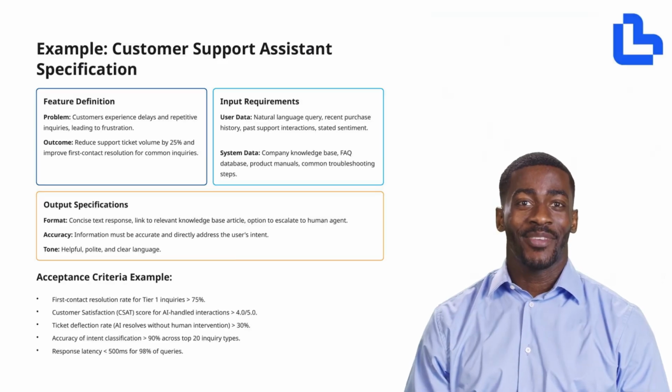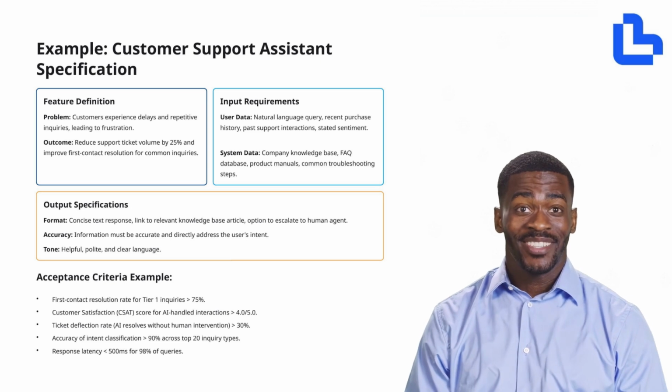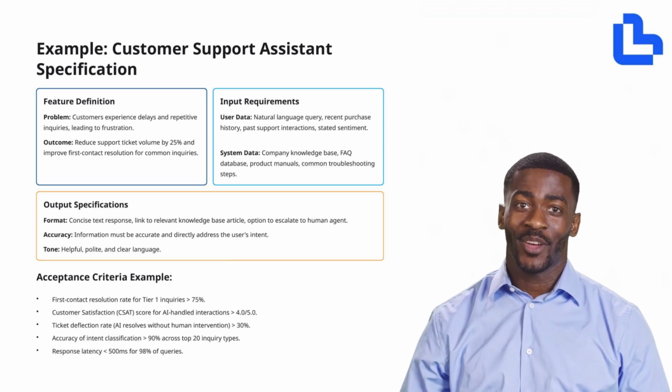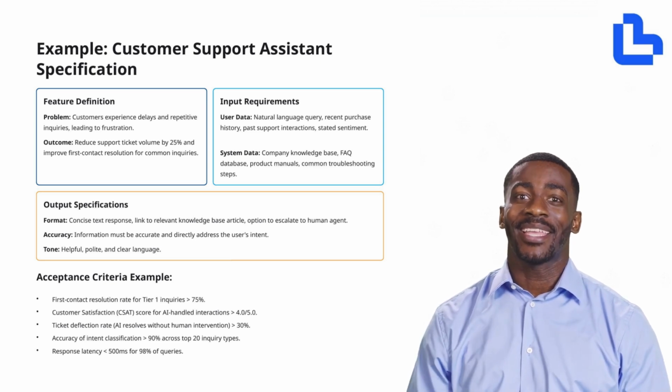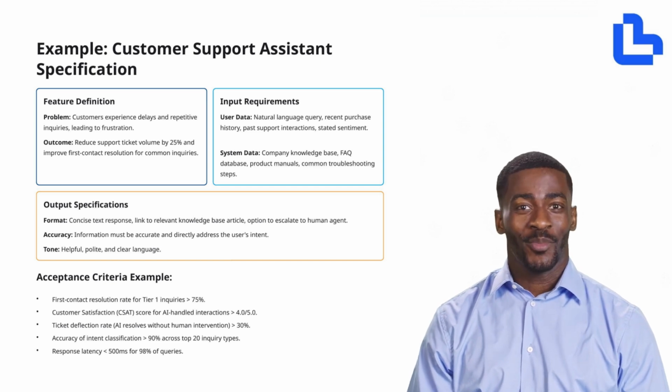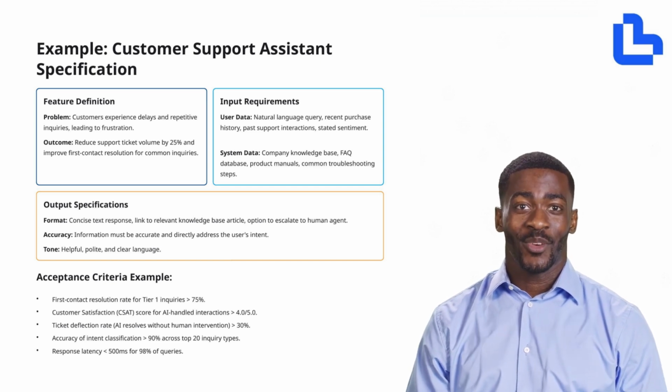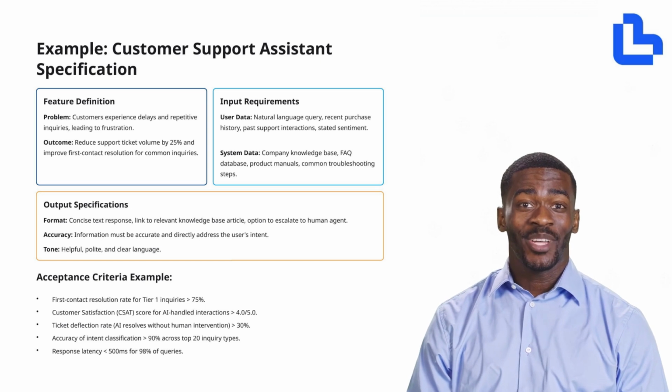This exercise is designed to be practical and collaborative. By the end, you'll have a working draft of an AI feature spec that you can refine and use in your own product development process. Let's get started. Let's walk through a complete AI feature specification for a customer support assistant, a standard feature designed to handle Tier 1 customer inquiries by identifying intent and delivering relevant, helpful responses. This example will demonstrate how to apply all 5 core components of a robust AI spec.